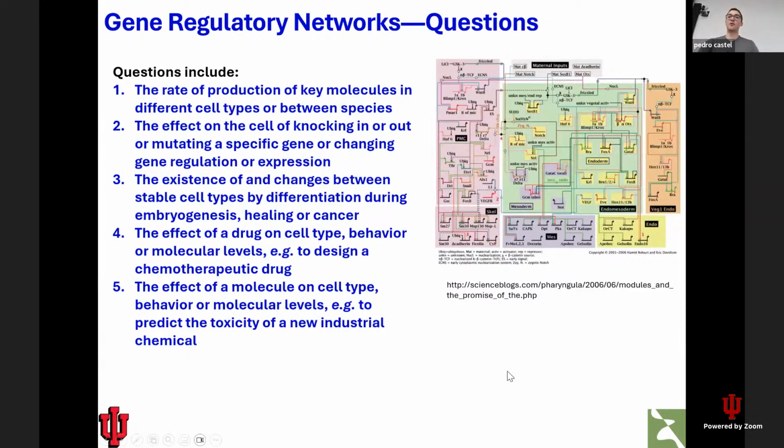So why do we bother with those? Well, here are some questions that you can use those gene regulatory networks to answer. For example, if I knock out a certain gene, what's going to happen with the cell? If I treat the cell with a certain drug, how is it going to change? And is that drug affecting transcription of a certain part of the genome?